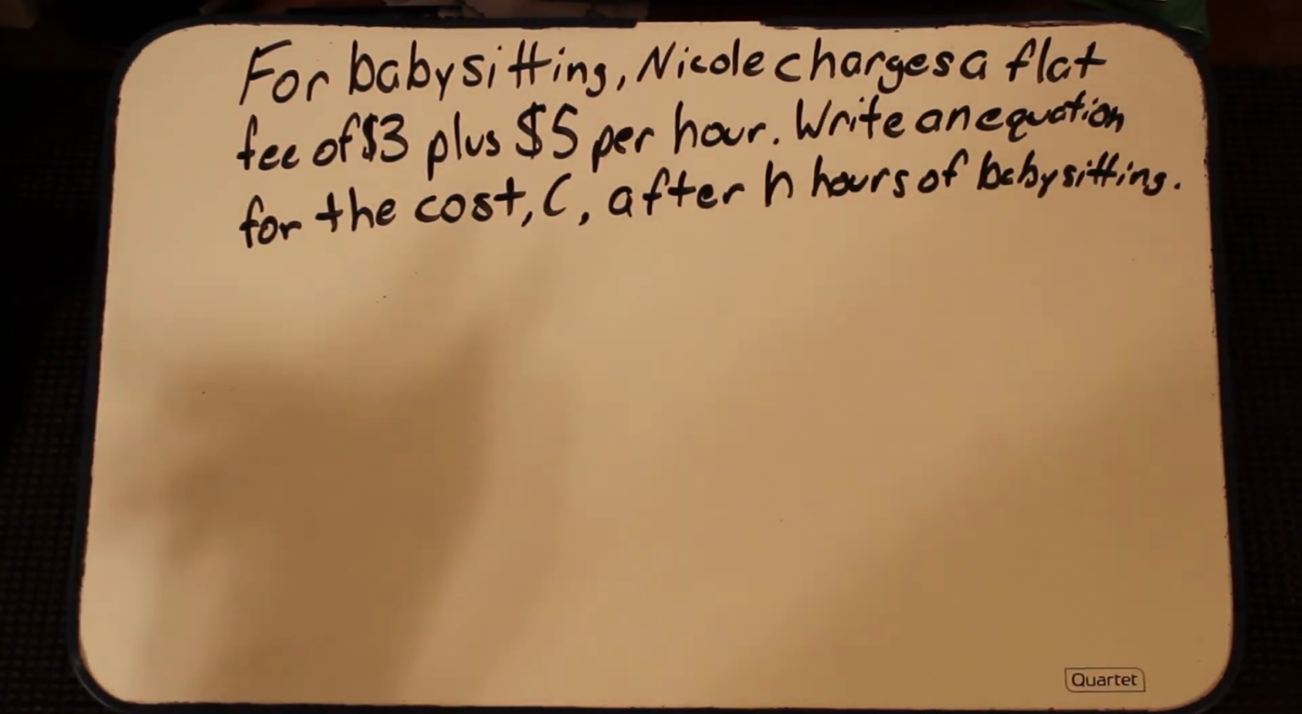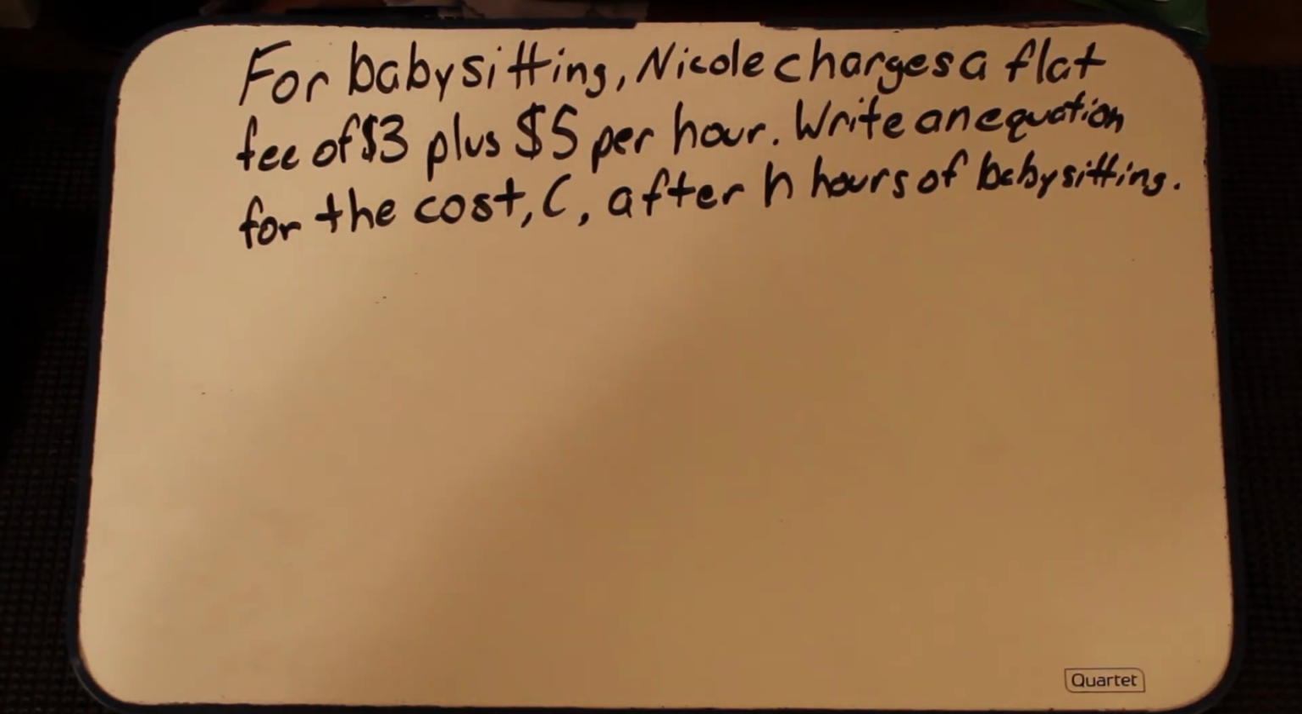So the last problem that I want to look at today says something like this. For babysitting, Nicole charges a flat fee of $3 plus $5 per hour. Write an equation for the cost C after H hours of babysitting. So what I want you to do is take a second, pause this video, work this out, and then come back and we can work through it together and you can check your work.